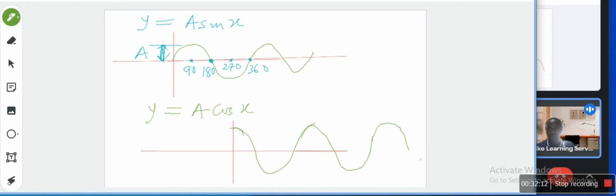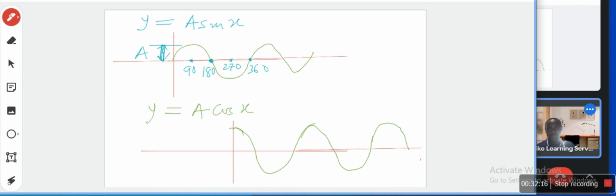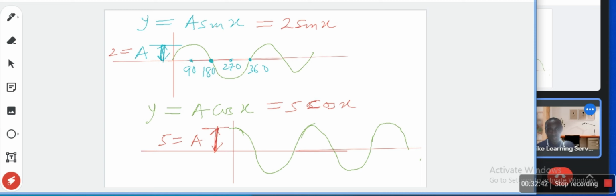So let me just show you this. It also has an amplitude. The distance from here to here is also its amplitude, which is the height. That's the value of that a, whatever the a is. An example is if I had said y equal to 2 sine x, here 2 will be equal to the a. If I had said y equal to 5 cos x, here 5 will be equal to the value of that a. It will be as high as 5.